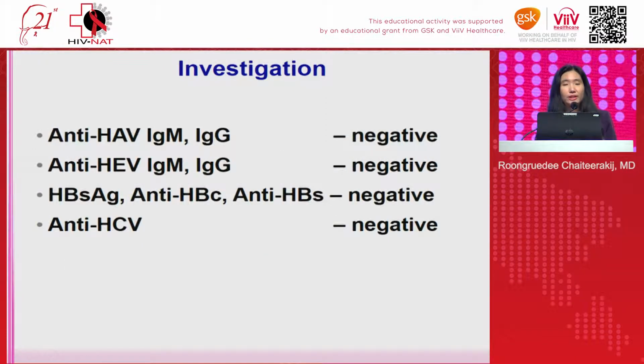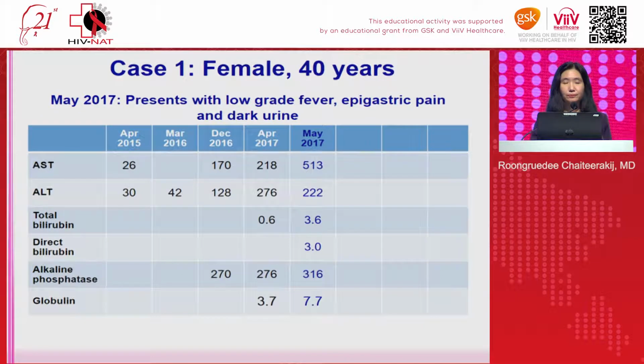Next, we did the serology for viral hepatitis A, E, B, and C. They were all negative. Looking back again at her liver function test, her globulin was very high, 7.7. The normal level of globulin is 3.3. When we see a very high globulin level in a patient who comes with hepatitis, this raises the question of whether this patient has a high level of globulin due to autoimmune hepatitis.